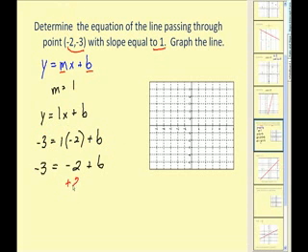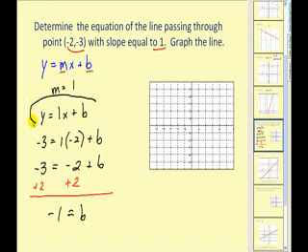Add 2 to both sides. Looks like our value for b is equal to negative 1. So we just need to go up to this equation here and replace b with -1. So the equation we're going to come up with is y is equal to 1x, of course the 1 is optional, minus 1. Now we're asked to graph this line as well, so let's go ahead and get it started here.